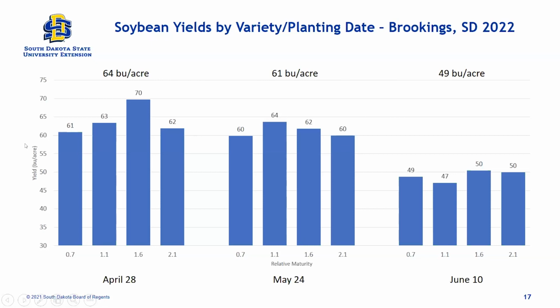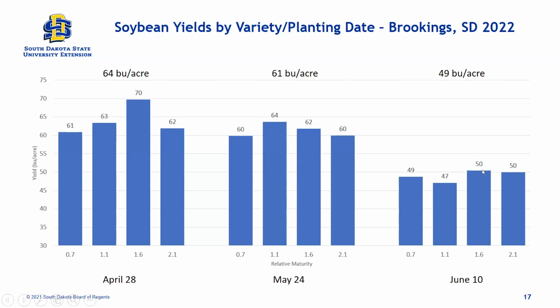And you can look at it in the earlier planting date. You have slightly higher yield, on average about 64 bushels per acre, and the variety of 1.6 maturity group did the best. That was 70 bushels per acre. And the yields kind of flatten out on the other 2 planting dates, although June 10th is the lowest yielding, and also the yield was kind of flattened out.